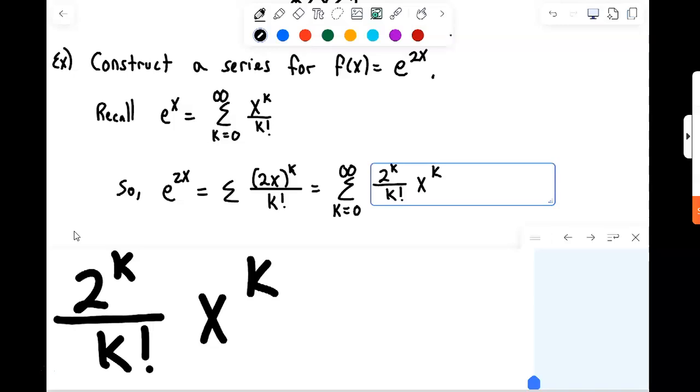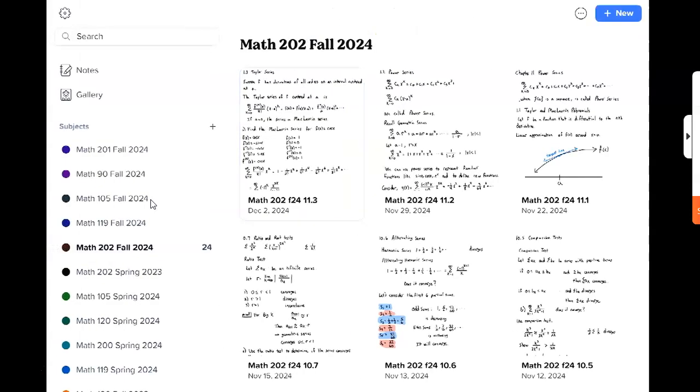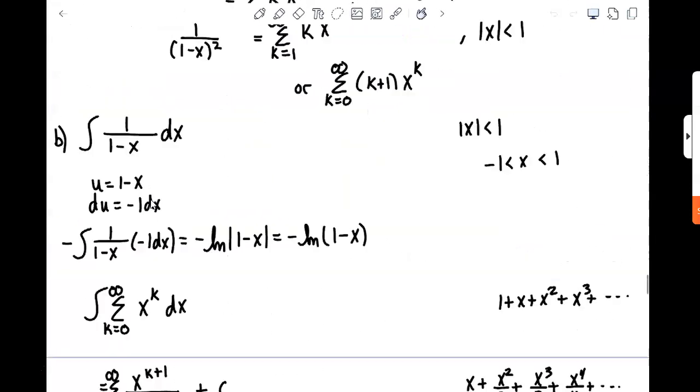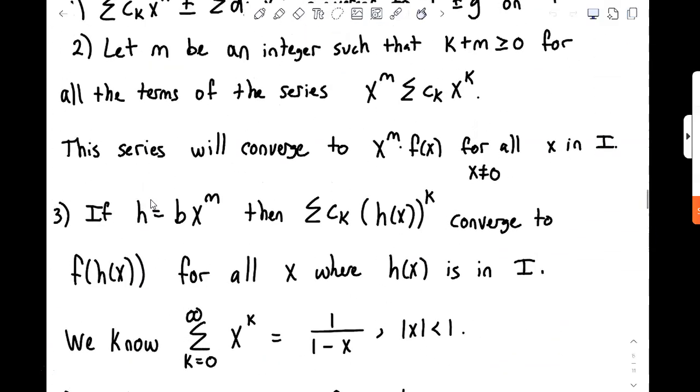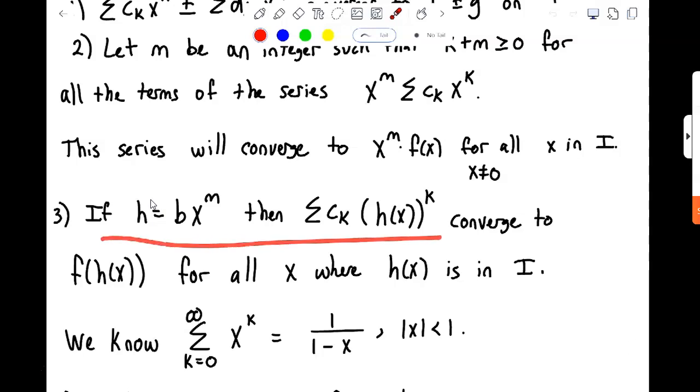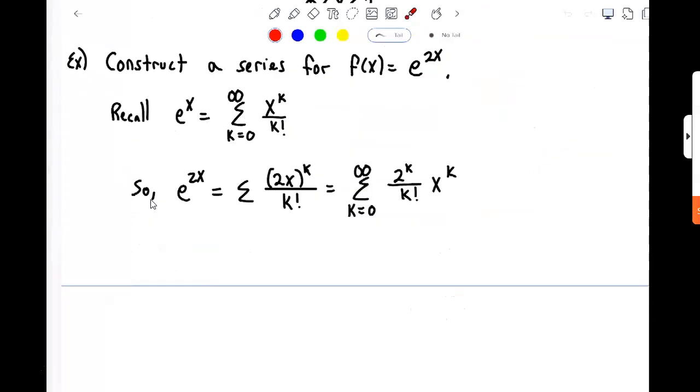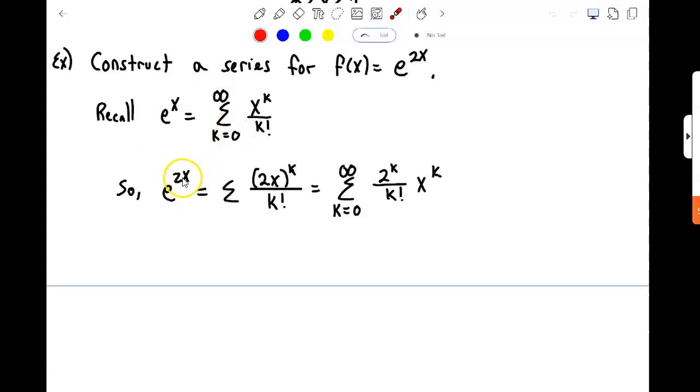So we could verify that, but we don't have to, because we have that result from before that told us that if we put a function inside of another function, so that rule 3, right, into a series that converges, then it'll converge as long as h of x is in the interval of convergence for the original series. And so that's how we're able to quickly say not only is e to the 2x equal to that, this is actually going to converge to e to the 2x for all real numbers.